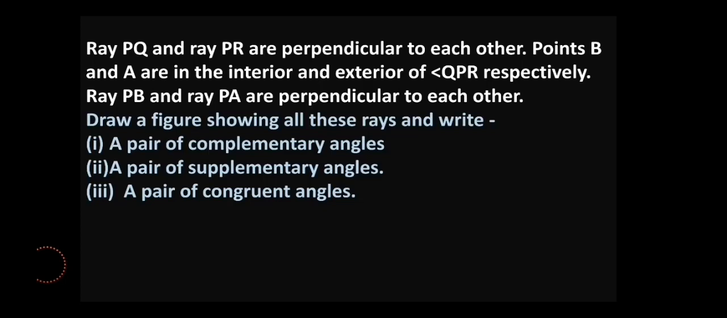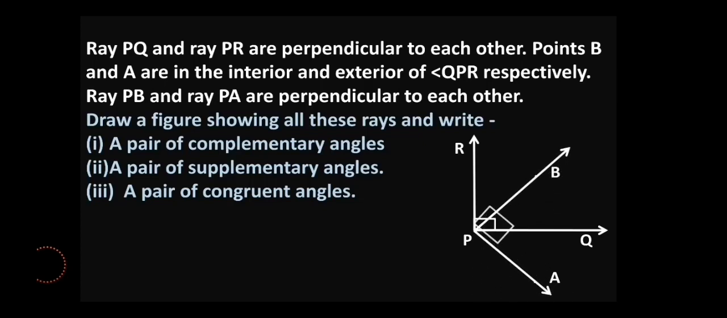So let's begin to draw the diagram. First of all, here is the ray PQ, and another ray perpendicular to it, that is ray PR, and here it is the 90-degree sign as they are perpendicular to each other. And then we have the second condition, that point B is in the interior and point A is in the exterior, right? And what we need to do now is draw these two rays PA and PB, again perpendicular to each other.